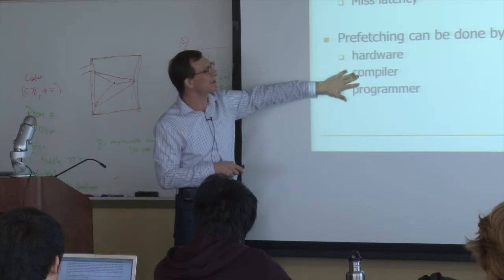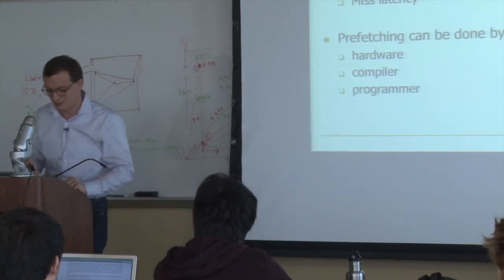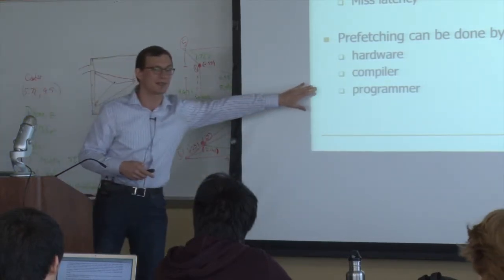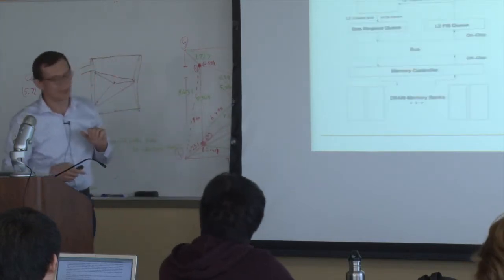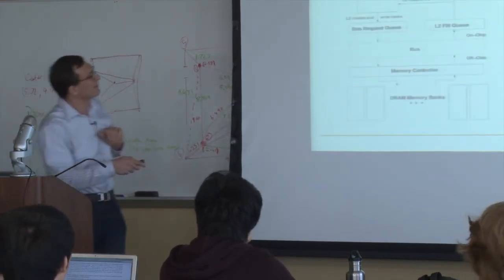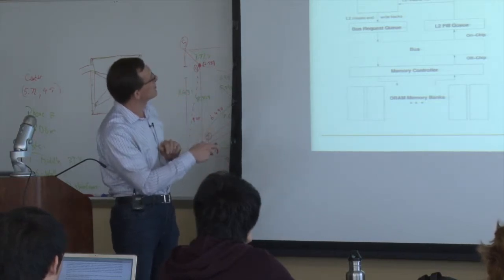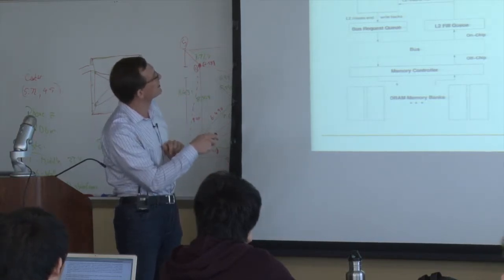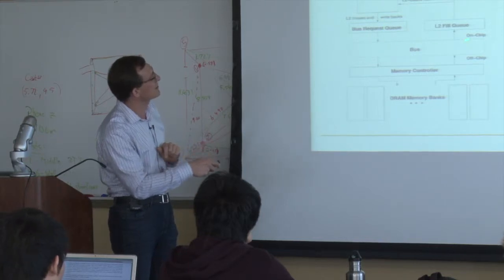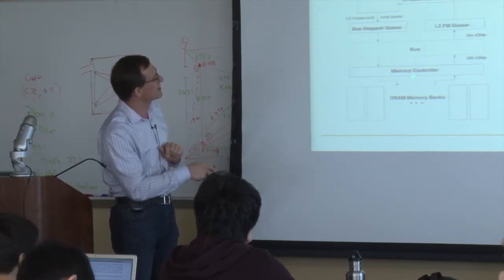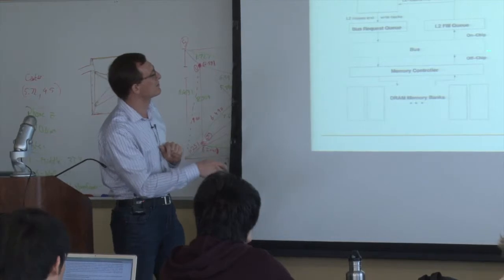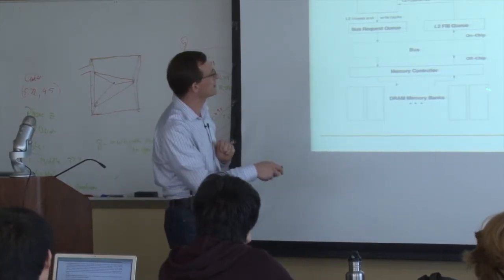It can be done by the hardware, compiler, programmer, any kind of programmer, actually, operating system programmer, too. Okay. This is just one example of a hardware prefetcher. I don't know if you can see this, but it shows the iCache, dcache, L2 request queue, L2 cache, bus request queue, and the memory controller and the bus. This is an old system with an on-chip, off-chip distinction. Today, most systems have memory controllers on-chip.